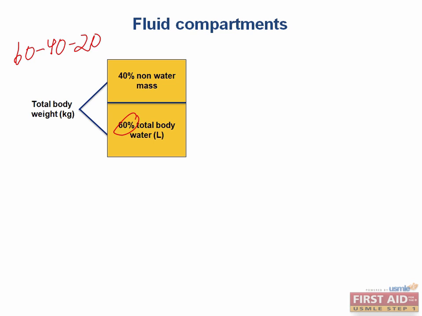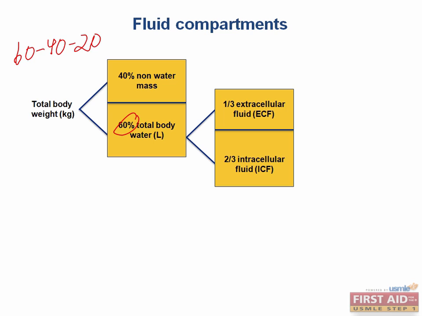The 60 comes from the fact that 60% of the total body weight is water. Two-thirds of that total body water is inside the cells, or the ICF, and this is where the 40% comes from. The ECF, or the water outside the cells, makes up 20% of the body's entire weight, which is also one-third of the total body water. So this is where the 20 comes from. So, the 60-40-20 rule means that 60% of the total body weight is water, 40% of the total body weight is water inside the cells, or the ICF, and 20% of the total body weight is water outside of the cells, or the ECF.